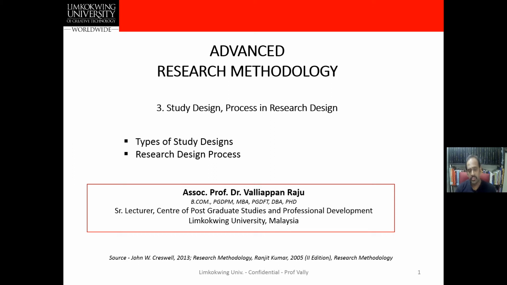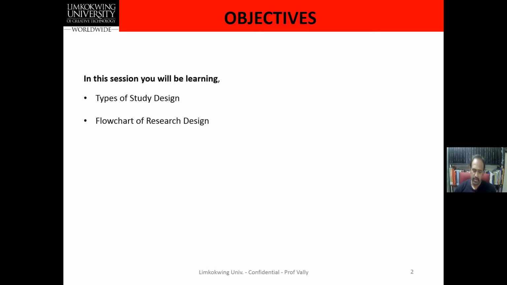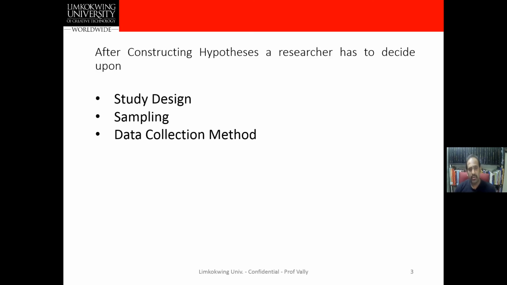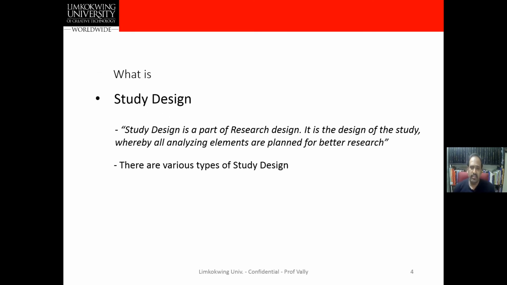So today we will be seeing about study design and research design. Last week we discussed research design in a nutshell. So now we will be elaborating on both. Study design is a planned, systematic way of doing your research. Like the definition says, it's a part of research design. It is a design of study whereby all analyzing elements are planned for a better research. So we have to have the right approach to continue your research. Research design is a process.